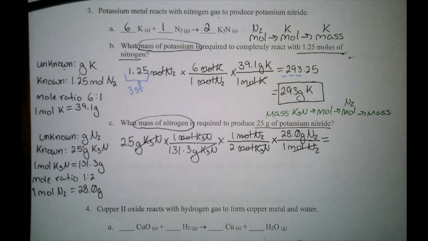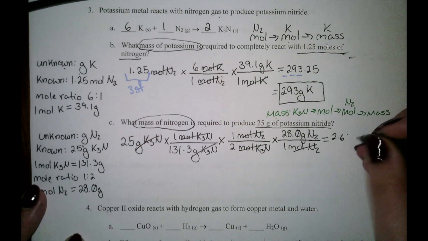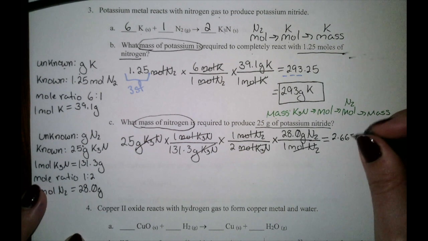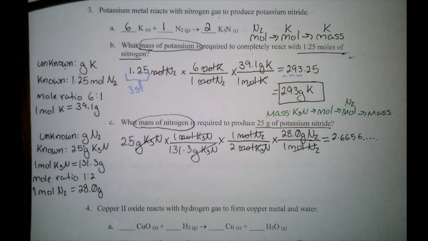So I'm going to take 25 and I'm going to divide that by 131.3. And I'm going to divide that answer by 2. And then lastly, I'm going to multiply by 28. And we get an answer of 2.6656, etc., etc. We need to round to significant figures.